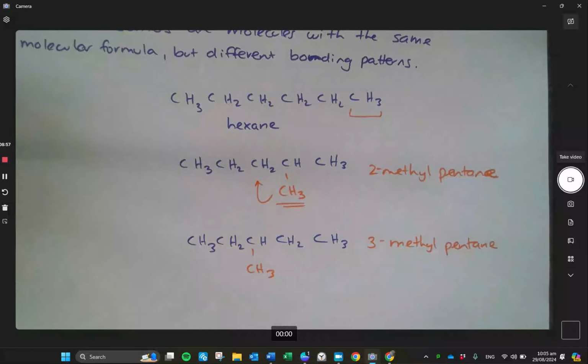So all 3 of these still have the same molecular formula, still have the same number of carbons and hydrogens. I've just moved things around and bonded them differently. Now we know from the question, they say there's 5 potential isomers.